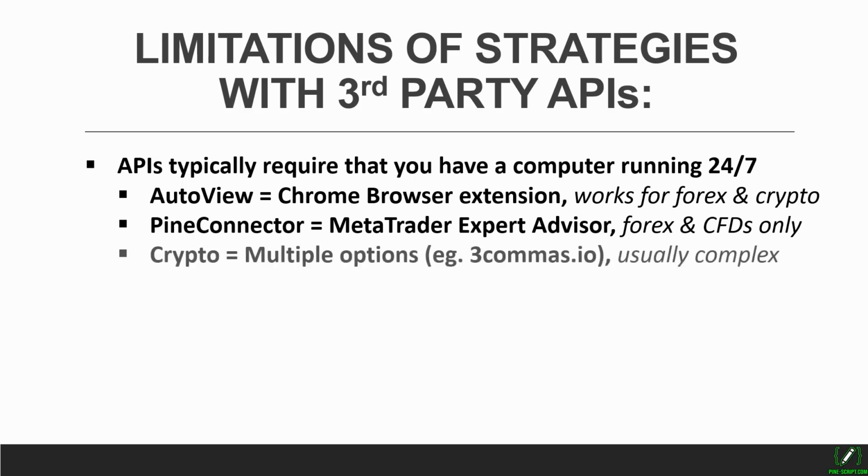And then finally, if you're a crypto trader, you have multiple options when it comes to third-party auto trading APIs. One of the most common ones, and one of the ones that I'm familiar with personally, is 3commas.io, which is an online trading bot that integrates with TradingView alerts. The catch with crypto trading third-party APIs is they are usually extremely complex, at least compared to Forex and CFD trading APIs like AutoView and PineConnector, which are relatively simple to set up.